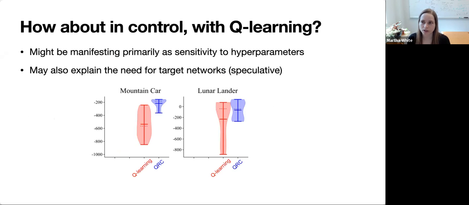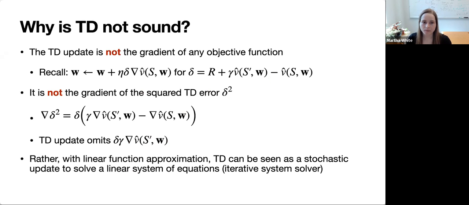Let me just tell everyone here what target networks are. If we go back to this TD update, I told you that TD dropped this component. Target networks say, instead of using my current value estimates in my return estimator here, this approximation, I'm just going to use a different function. I'm going to use my value function from 100 time steps ago. It's fixed, it's not changing. It's going to be plugged in here.